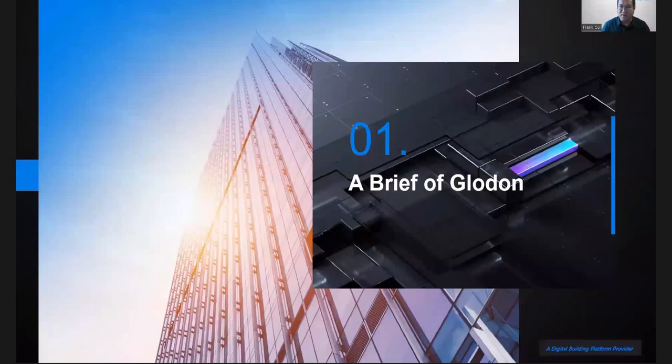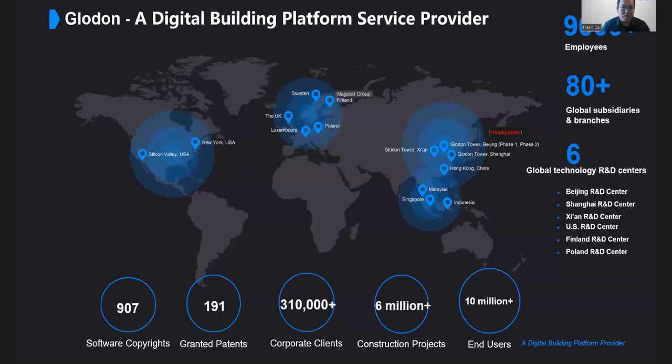First of all, please give me 7 minutes to introduce Glodon, the mother company of Cubicost. Some of you know us well, but I believe some may be hearing about Glodon and Cubicost for the first time. We are a digital building platform service provider focusing on BIM products and platforms for AEC markets. Up to now, we have around 9,000 employees with more than 80 global subsidiaries and branches. We have 6 R&D centers, 3 in China, 1 in America, 1 in Finland, and 1 in Poland. We believe the strong R&D team ensures that we have the capability to deliver the best technology for you. Up to now, we have 190 granted patents on BIM technology, and our products serve more than 6 million projects all over the world.